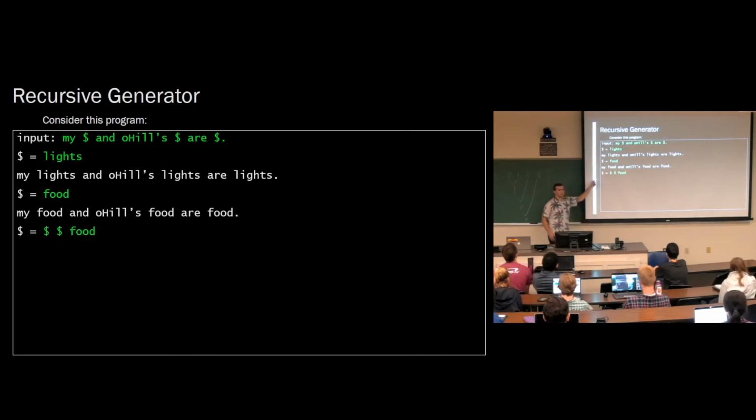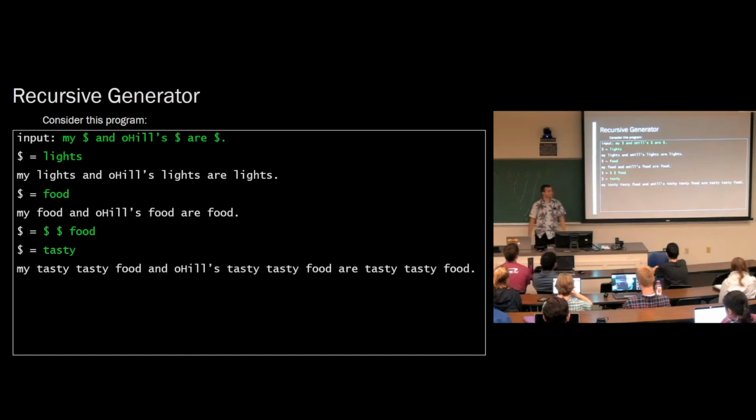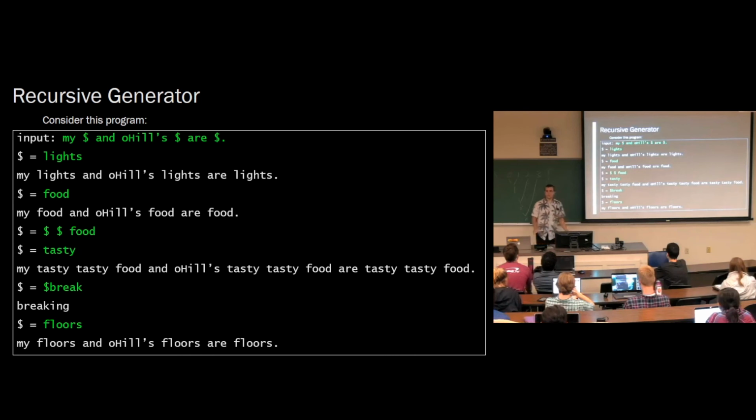But let's say we want to do this recursively. So now we want dollar sign to equal dollar food. And then we set dollar to tasty. We get my tasty food, no less tasty. Does everybody see what's going on here? We get to create arbitrarily many layers of dollar sign substitution, so to speak. And then we can break out of a layer by saying dollar sign break. Does everybody kind of understand this program? More or less? There's lots of ways you could do this, but the simplest way is with generator functions.